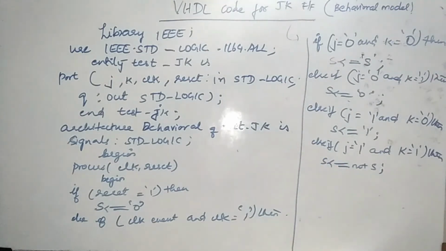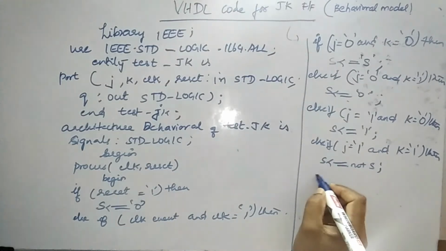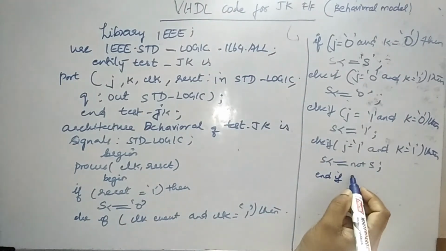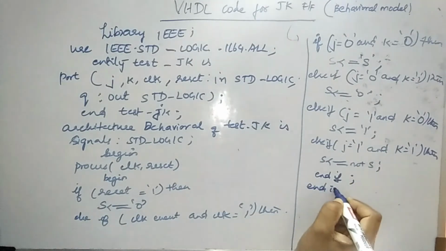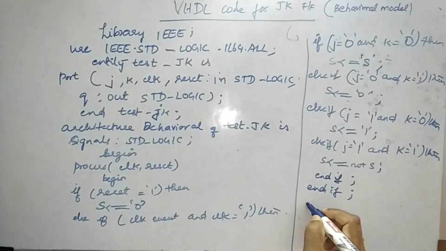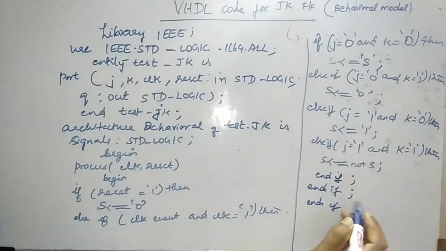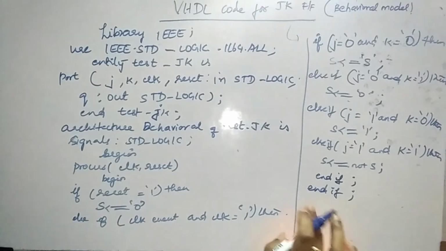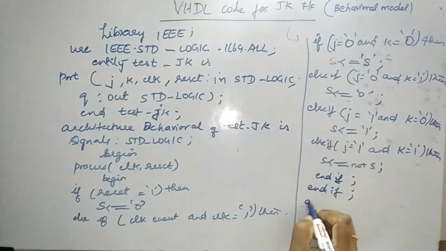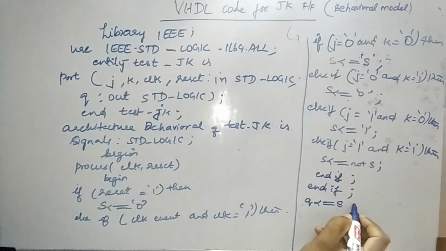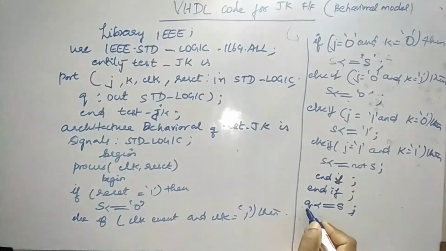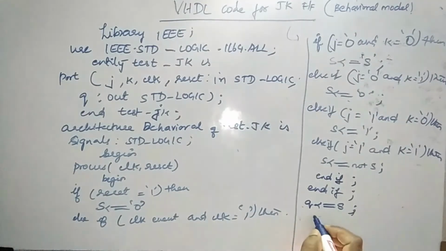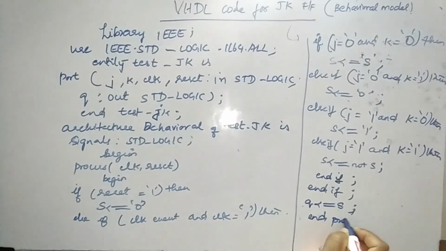Once we are done with the conditions, what else do we have to do? We have to end the process. This end if is to end the else statement. This end if is to end the process which we have begun, so there will be only 2 end ifs. And Q, the output, is equal to S. We have already declared the signal, so the signal is assigned to the final value, that is, Q is equal to our output S. Finally, it is our end process.